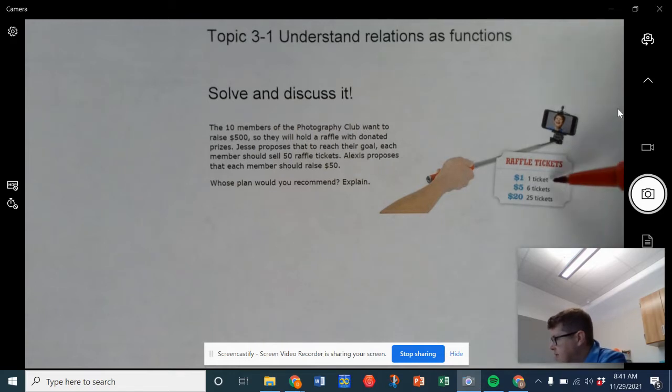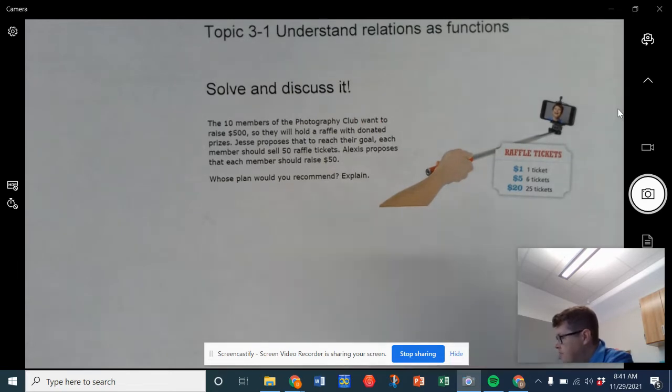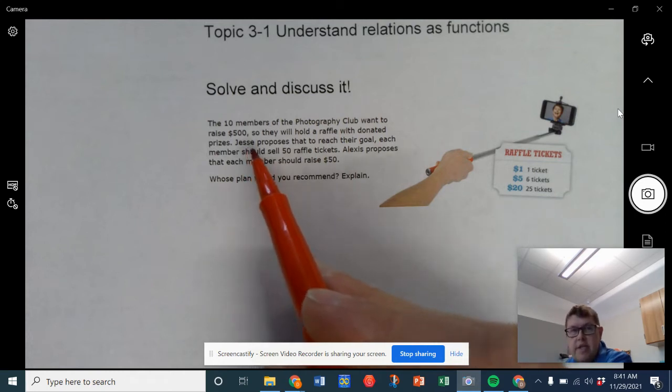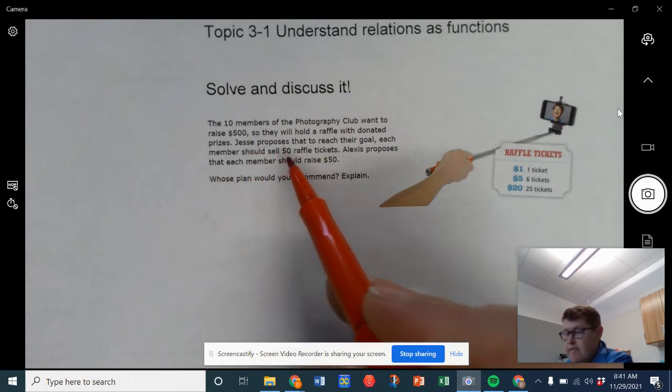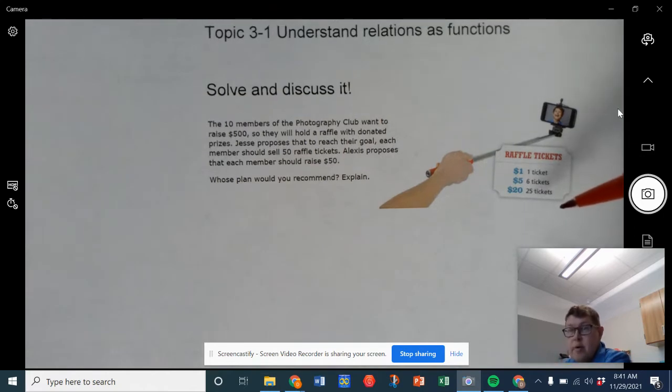But then you notice that there's actually a discounted rate as it goes up. If you buy a single ticket, it's $1. But if you buy six tickets, it's $5. And if you buy 25 tickets, it's $20. So if people take Jesse's plan and just focus on selling 50 raffle tickets, let's say you sell 25 tickets to one person and 25 tickets to the other person. Well, that's $40 instead of $50, right? So you sold your 50 tickets, but you only made $40.